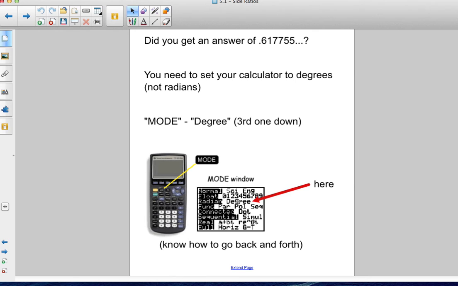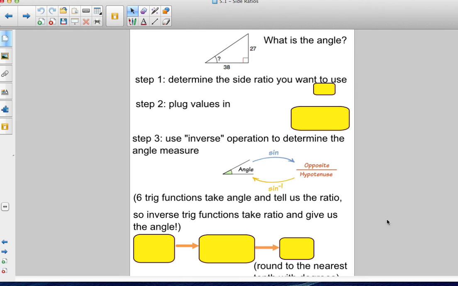We want degrees. You do want to know how to go back and forth. If I ask you to label something in radians, you're going to want to use that, but that's not going to come up for a little while. But the degree button is what you want to highlight. So hit the right arrow, hit enter, and you should be all set. You can try the problem again and make sure you get the answer of 35.4 degrees.